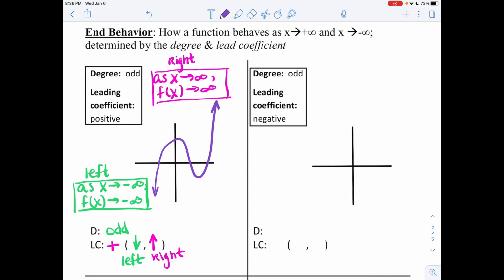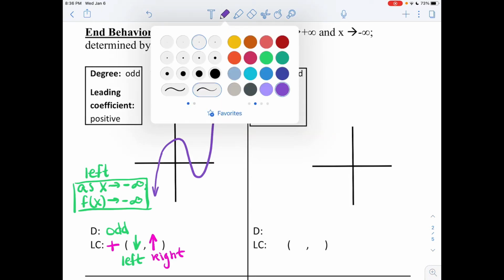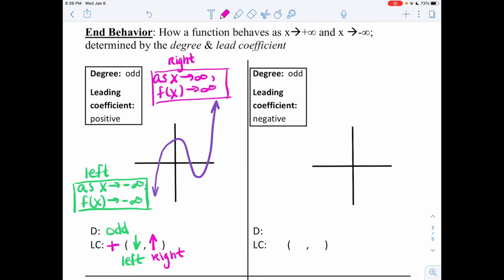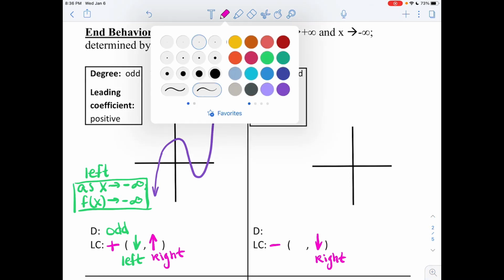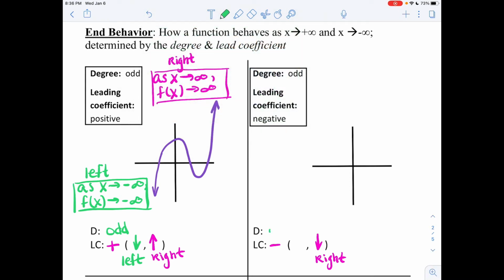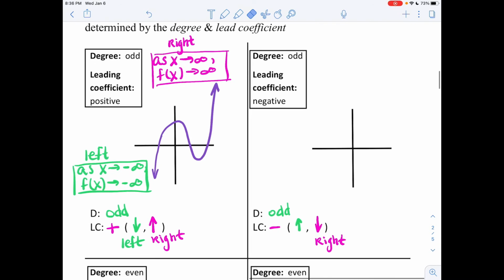Now we're going to go ahead and look at a case where we still have an odd degree, but now we have a negative leading coefficient. So that negative leading coefficient tells us that on the right-hand side, our arrow is going down. So we're down on the right. And remember that our degree, being odd, tells us that the left arrow is doing the opposite thing of the right-hand arrow. So on the left, our arrow is pointing up this time.